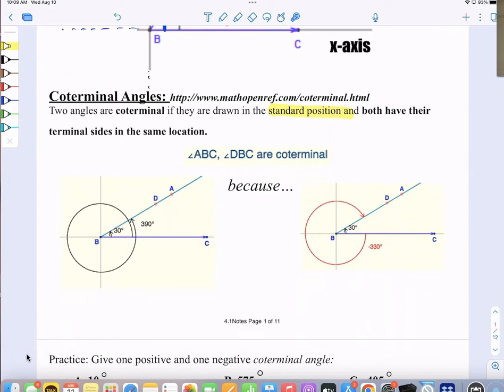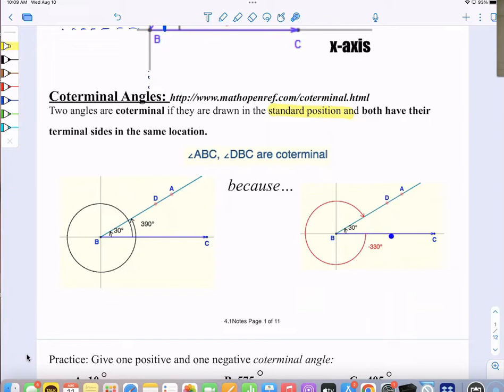We have angle ABC, this little 30 degrees angle, right? But DBC, that's also coterminal. Why? Because maybe DBC is here. It also ended at the same position. Okay, so you're probably now making some connections here. You're like, oh, okay. Well, we're going to practice some, don't worry. I wonder what the relationship is between 30 degrees and 390, is what you were probably thinking.